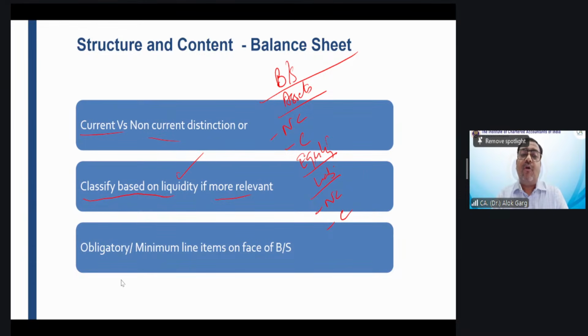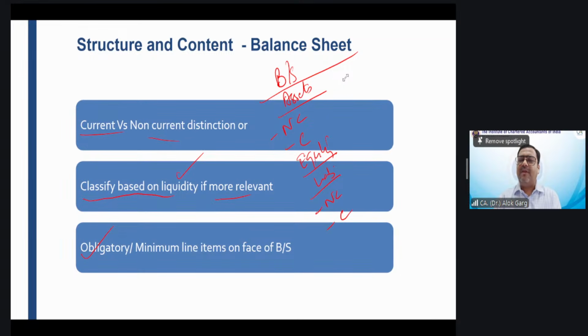Okay. Obligatory or minimum line item on the face of the balance sheet. Friends, you all have studied accounting standard, right? आपने पुराने वाले एएस तो सबने पढ़े हैं ना? You all have read old accounting standard in your CA Inter, yes or no? You have also used accounting standard in your audit, in auditing the company's balance sheet, yes or no? Yes.